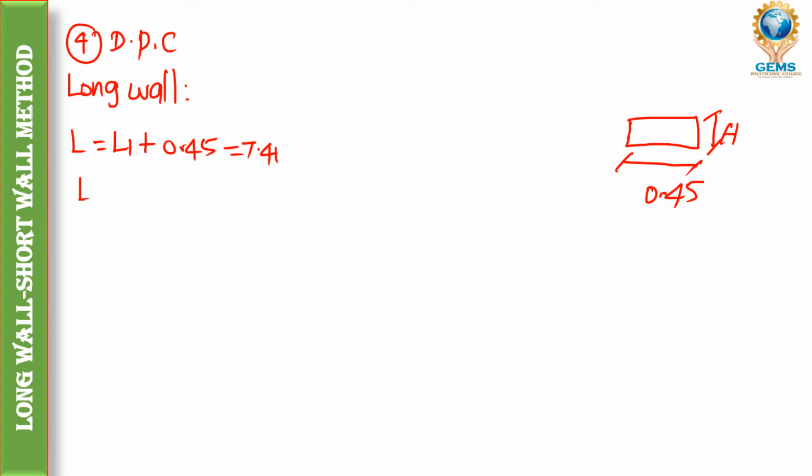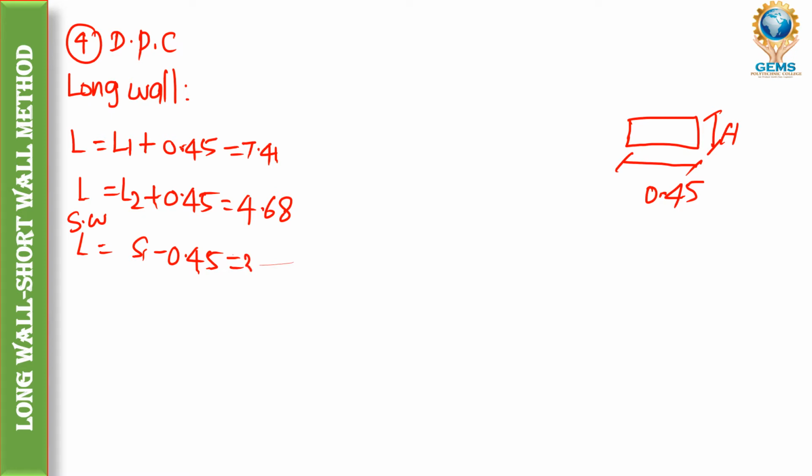Then for long wall L2, the same: L2 plus 0.45. By adding L2 plus 0.45 we will get 4.68. Then for the length of the short wall, we need to subtract. So S1 minus 0.45, we will get 3.78. Then for S2, minus 0.45 for the short wall S2, we will get 3.28. So this is the length.